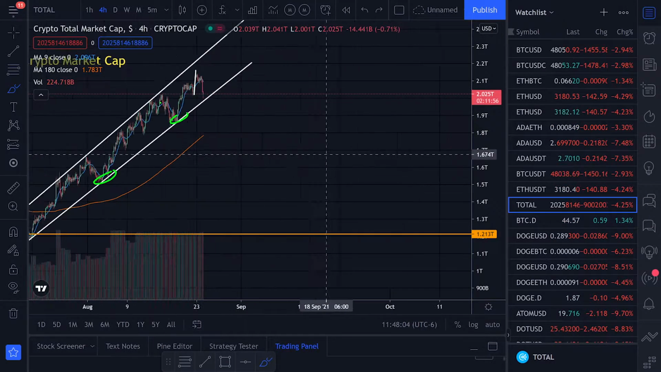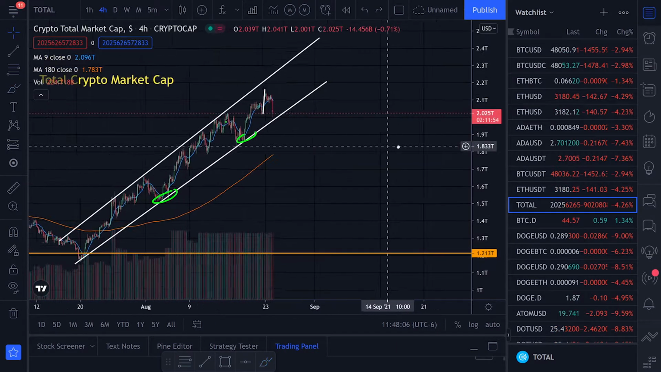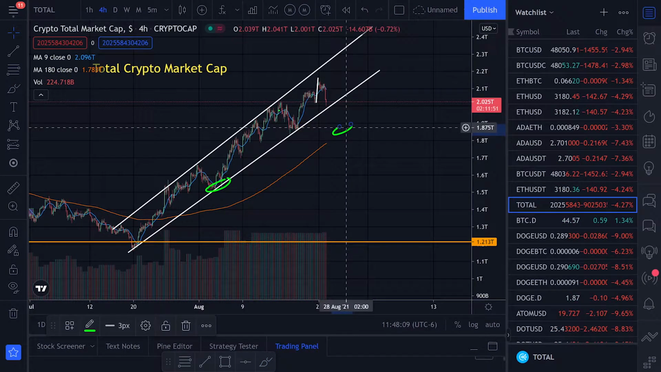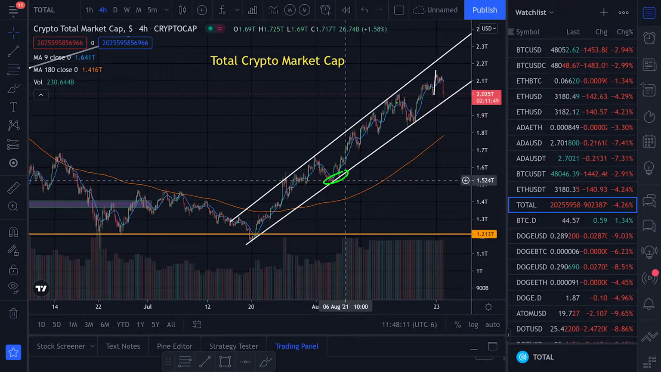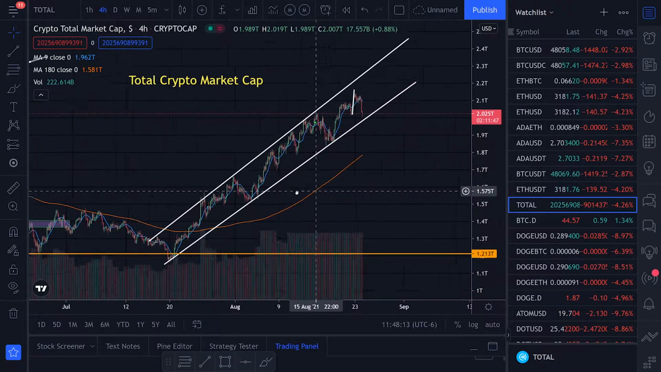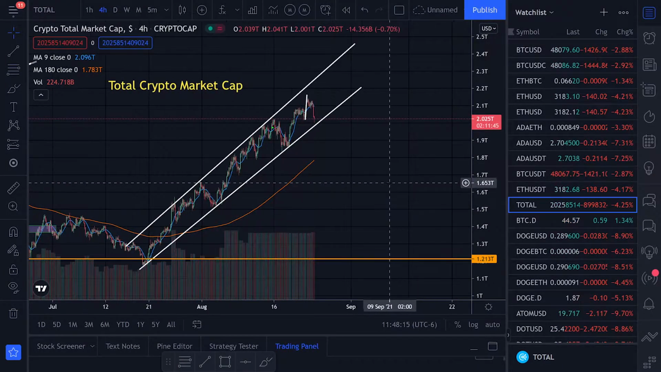Basically, we don't start using the Fibonacci retracement tools until we start breaking the trend lines going to the downside. That's why I suggest you use TradingView.